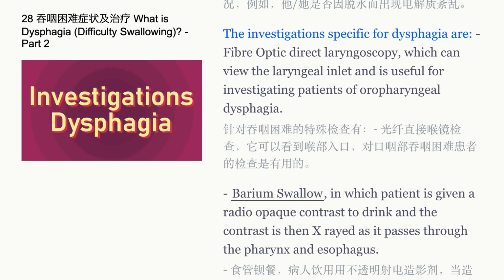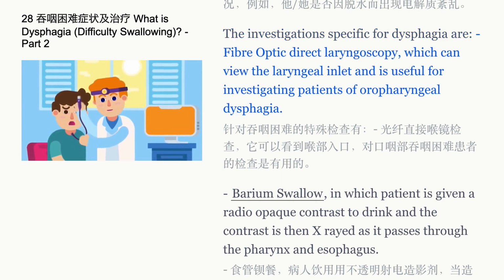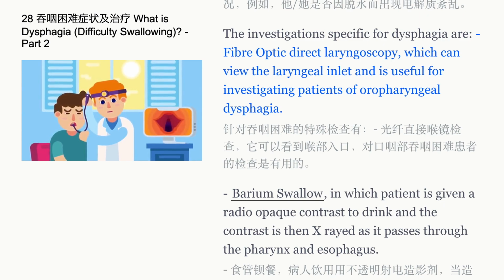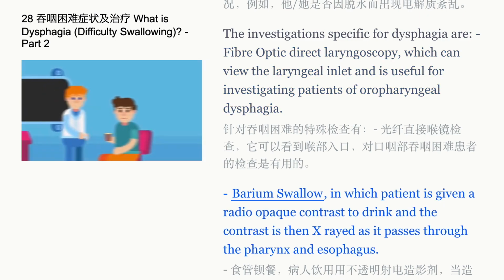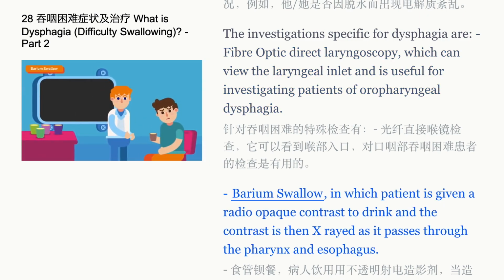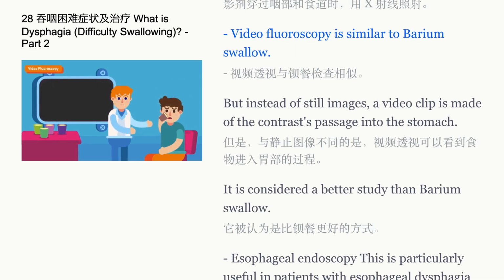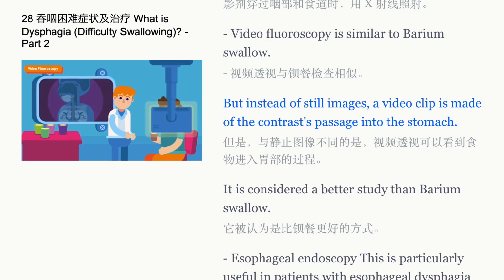The investigations specific for dysphagia are fiber optic direct laryngoscopy, which can view the laryngeal inlet and is useful for investigating patients of oropharyngeal dysphagia. Barium swallow, in which the patient is given a radio-opaque contrast to drink, and the contrast is then X-rayed as it passes through the pharynx and esophagus. Video fluoroscopy is similar to barium swallow, but instead of still images, a video clip is made of the contrast passage into the stomach. It is considered a better study than barium swallow.